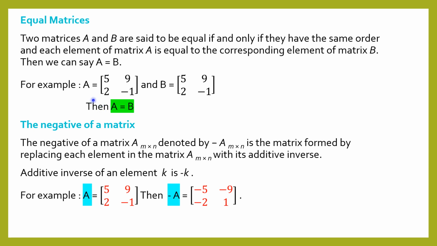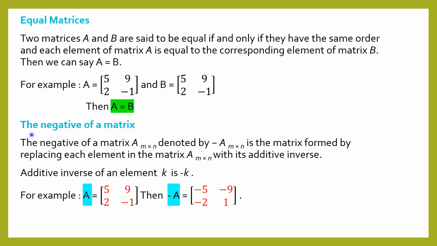See this example. If you have the matrix A: 5, 9, 2, minus 1. Here also we have the same elements 5, 9, 2, minus 1, but the name of the matrix is B. So the order of the matrix as well as the elements in that matrix are equal. So we can say A equal to B.